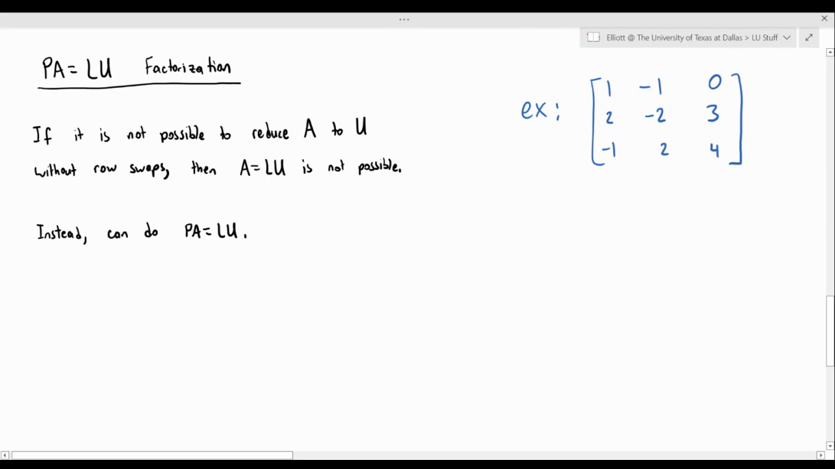So if it is not possible to reduce A to an upper triangular matrix without doing any row swaps, then that means an LU factorization is not possible. Instead, if a row swap is necessary, then you can get this PA equals LU factorization. I just wanted to illustrate how that works with this example over here.